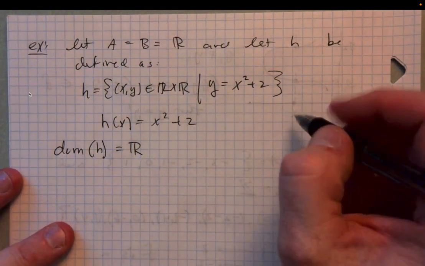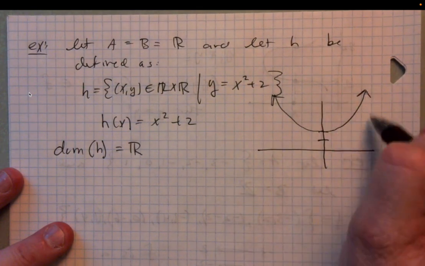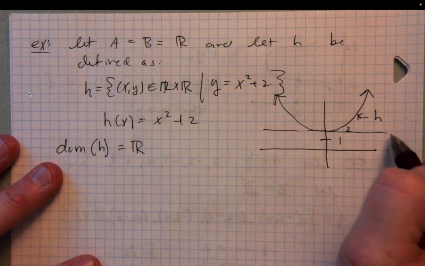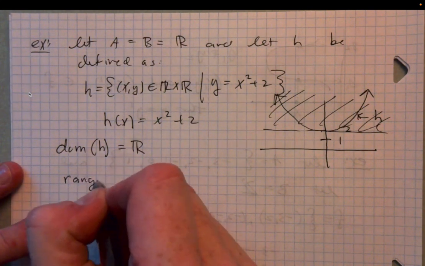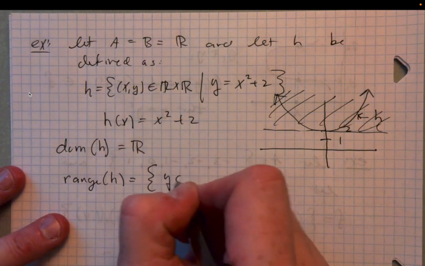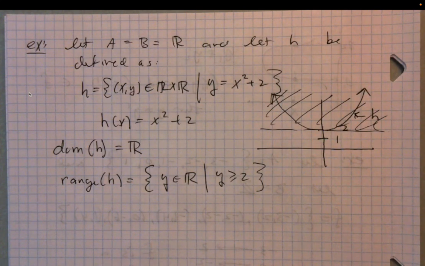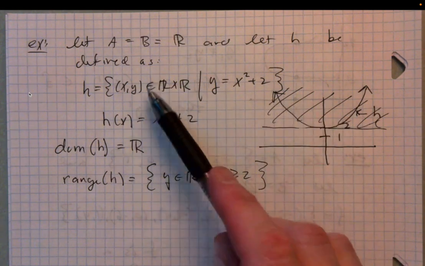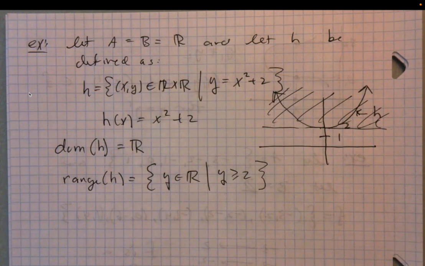Now, what's the range here? Well, we know what this function looks like if we were to plot it, right? It would look like this, wouldn't it? Right, where this is 1 and that's 2 on the y-axis. And so basically the range is everything above the value of y equals 2. So the range of H is equal to the set of y in the real numbers such that y is greater than or equal to 2. So anything below y equals 2 is never going to be a y component of this subset of R cross R. Right? So everything down here is not going to be included in the function subset. All right, very good.